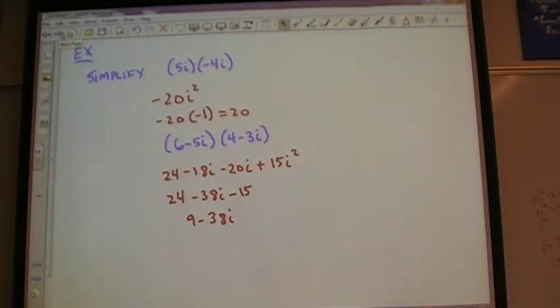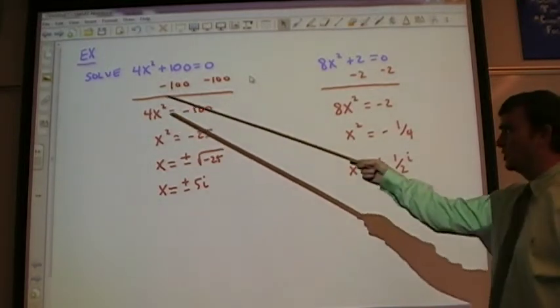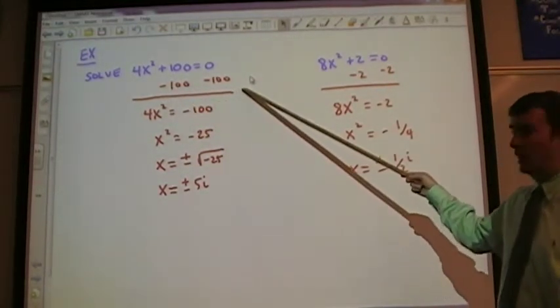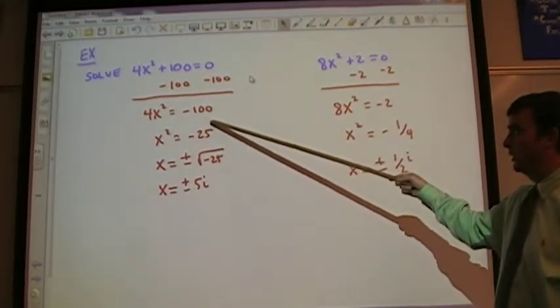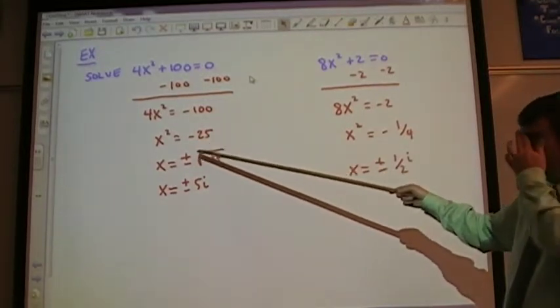And the last example, back to solving. We've done a couple methods so far. We've done factoring method, square root property, and graphing. I told you if you were missing that b term, then it's probably best to use the square root property, which I did here. Just get x by itself. Subtract 100 from both sides. 4x squared equals -100. Divide by 4. You get -25. Take the square root of both sides.